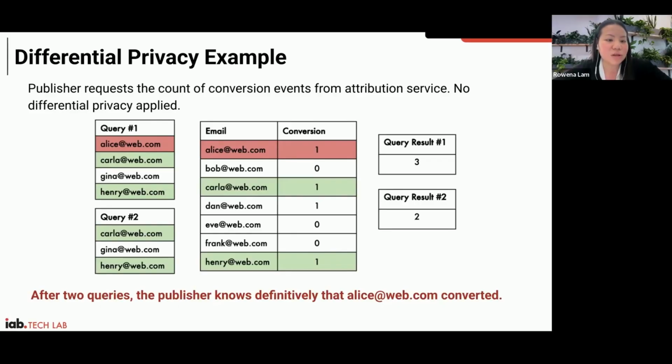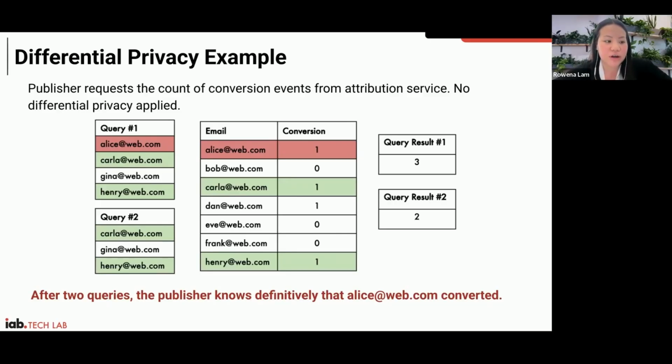So in this example, let's say that a publisher is looking to understand the number of conversions from an attribution service. And let's say that the attribution service doesn't actually provide you with a list of conversions, but it will give you an aggregate result if you ask for it. In the table in the middle with email address and conversions, that's the information that an attribution service has on conversions. And this is not revealed to the publisher, right?